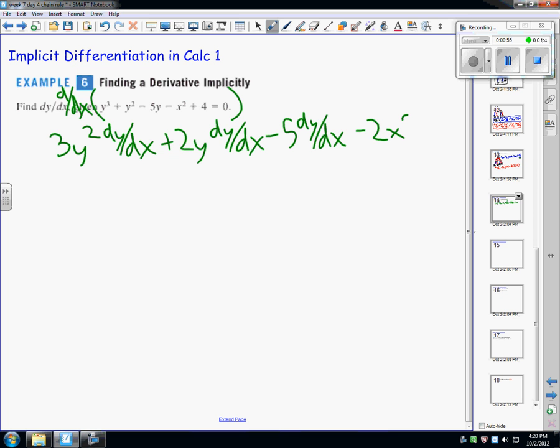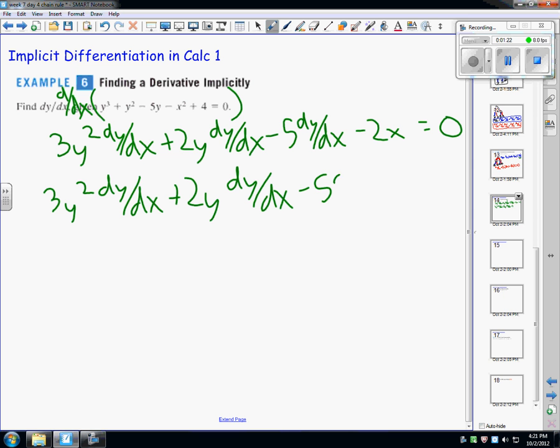Finally, when I get to an x, I can just say minus 2x. And the whole reason is you could say dx dx. What's dx dx? 1. So I never need to say that. I just say negative 2x. And the derivative of 4 is nothing, so that equals 0. And if you remember, we would then go 3y squared dy dx plus 2y dy dx minus 5 dy dx equals 2x. And if I factor out the dy dx, I have just the leftover stuff here.